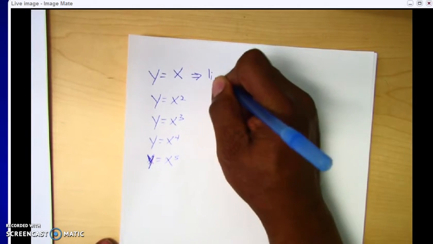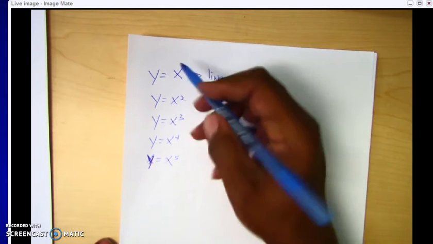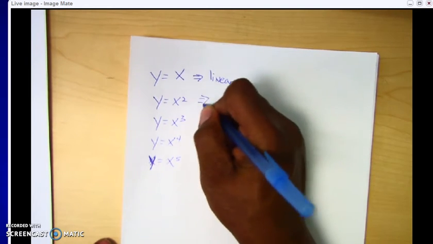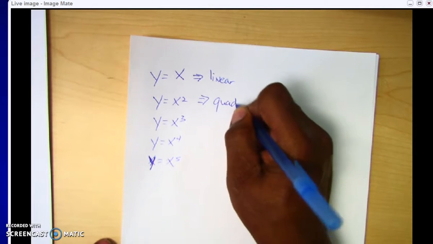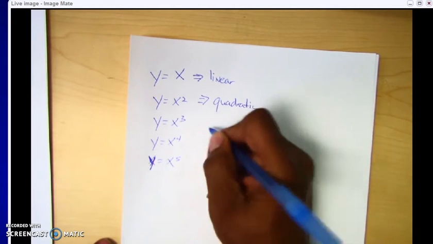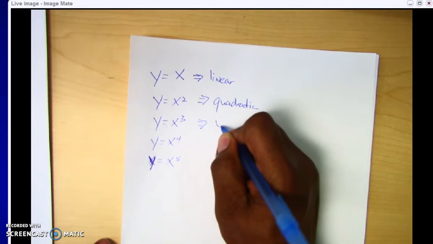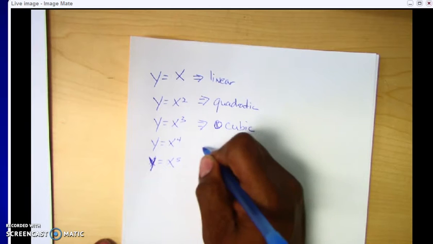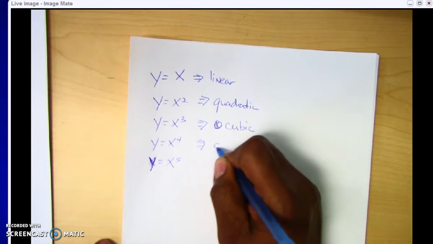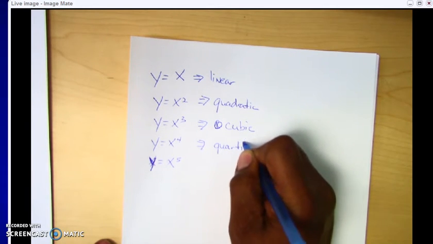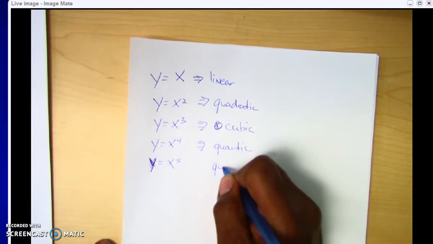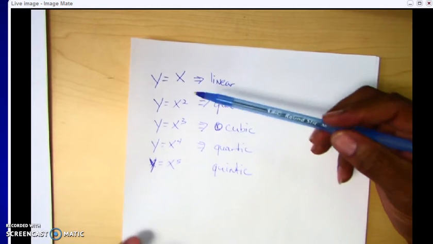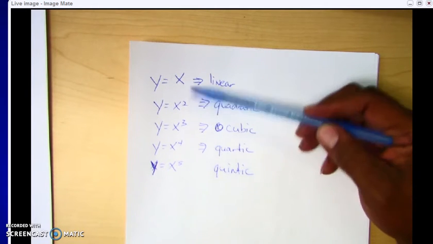This is a linear term. It's linear because there's a 1 here. They're not going to write the 1, but it's there. x squared is quadratic. You got to know that. x to the 3rd is called a cubic. x to the 4th would be what? A quartic. And anything x to the 5th would be quintic. Okay, now that's just the fancy name given for the degree.